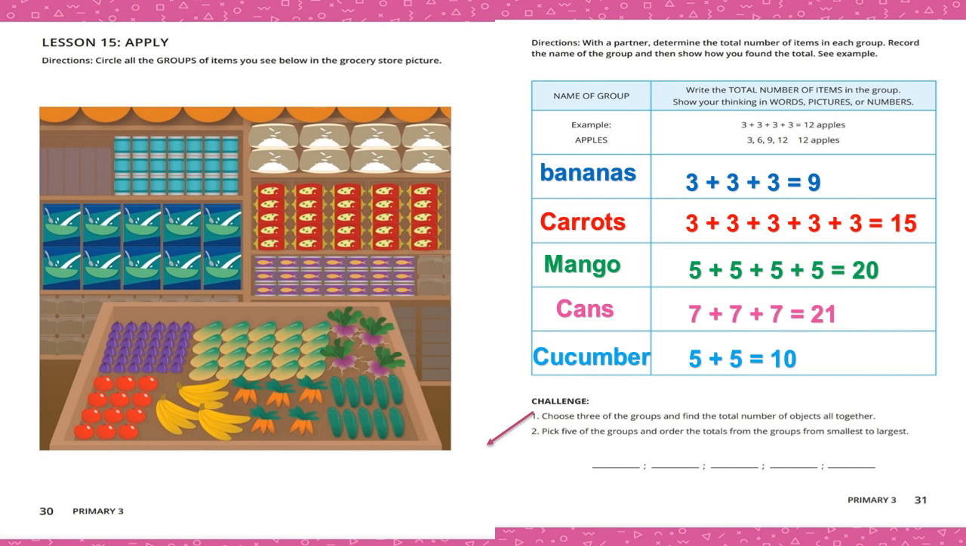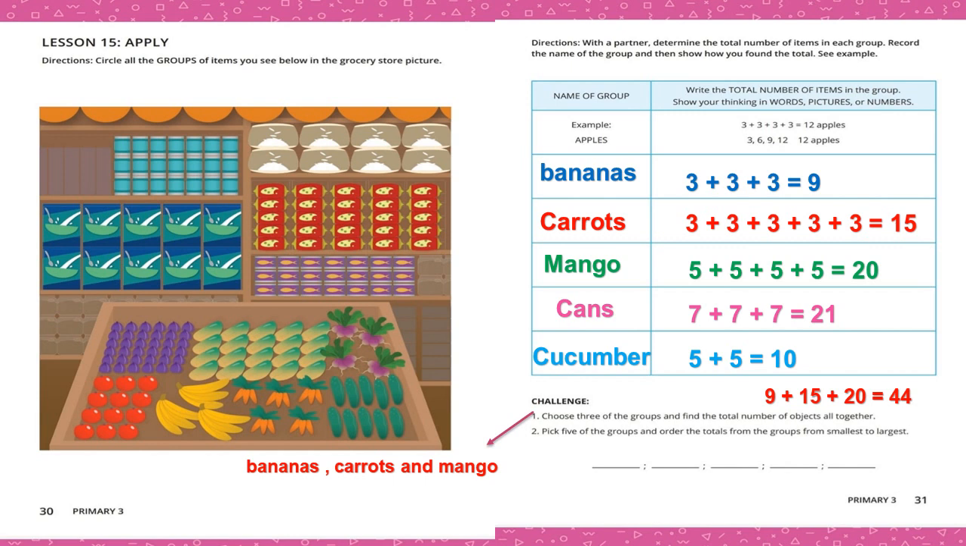Challenge number 1. Choose 3 of the groups and find the total number of objects all together. We will choose bananas, carrots, and mango. Then we add 9 plus 15 plus 20 equals 44.